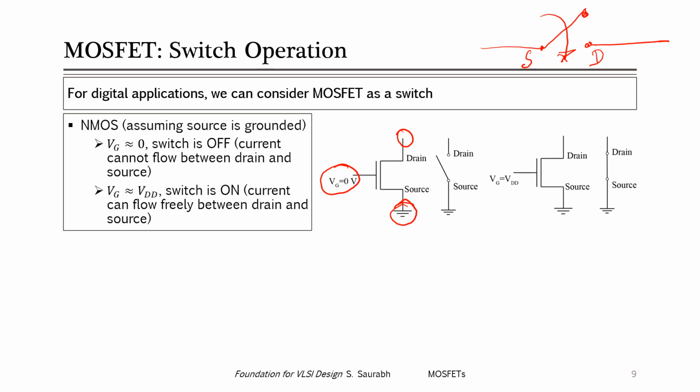Now when the gate voltage is zero, this switch is off. In a MOSFET, when VGS is 0 volt, it is less than the threshold voltage, and therefore the MOSFET will not allow current to flow between the source and the drain, and we can consider that this switch is open. But when the supply voltage VDD is applied to the gate, then the voltage between the gate and the source is VDD, and it is typically higher than VTN, and therefore the current will easily flow between the source and the drain, and we consider that this switch gets closed, rather than open.